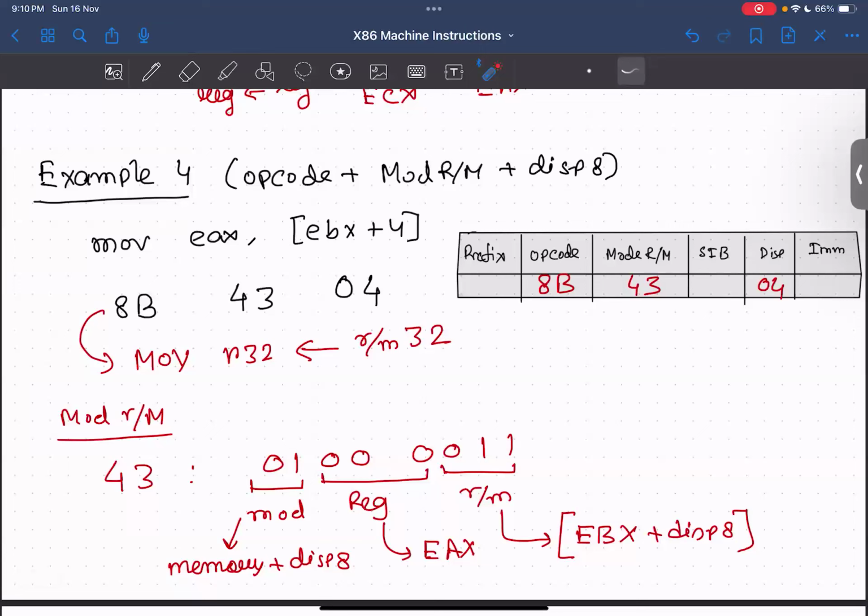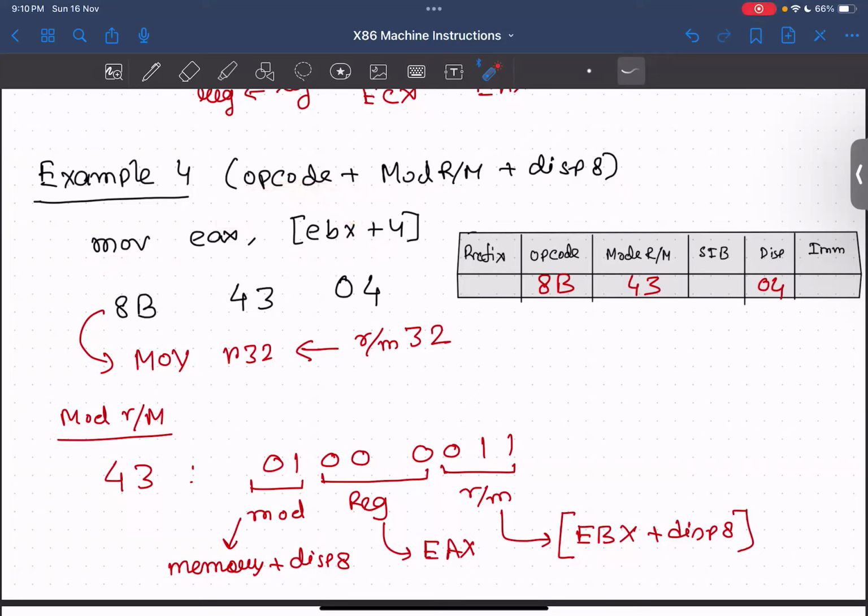Now this one utilizes opcode, ModRM, as well as displacement 8. So for example, this instruction like mov EAX, [EBX plus 4]. So what is it trying to do? Whatever is there in the address mentioned in EBX plus 4, you copy that value to the EAX register. Make sense?